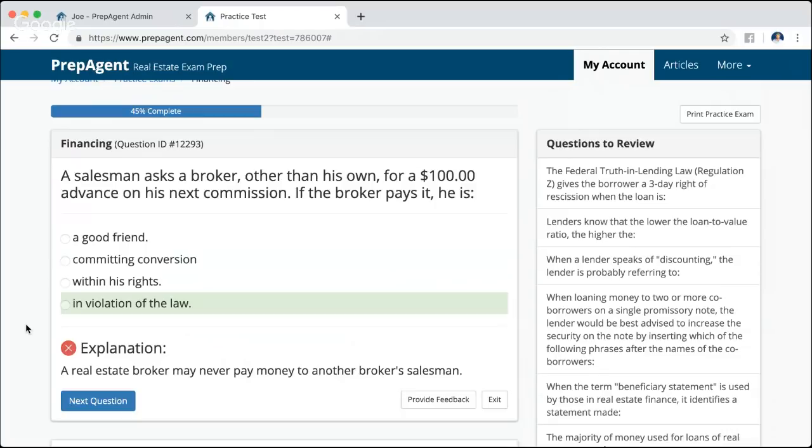Okay, a real estate broker may never pay to another broker's salesman. Does everybody get that? So you work under a broker. When a commission is paid, it goes to the broker and then the broker gives you their share. So you can't go to another broker to receive money, or at least not related to the real estate transaction.